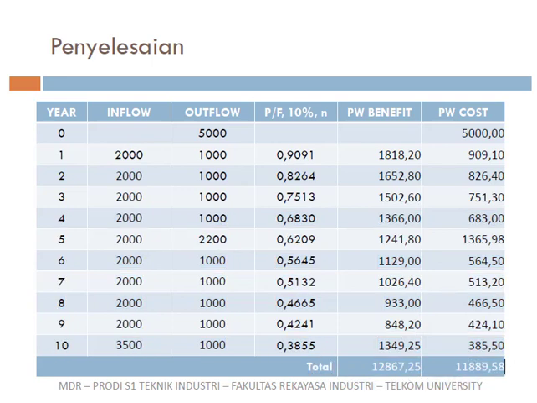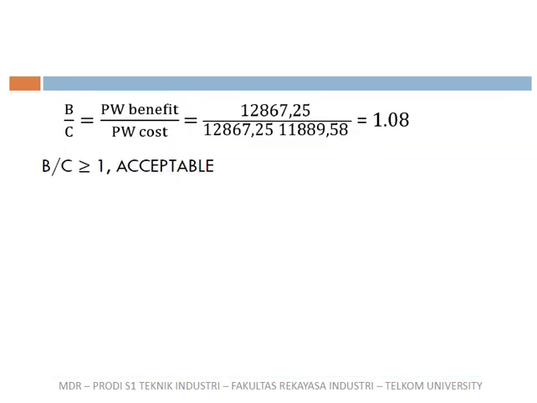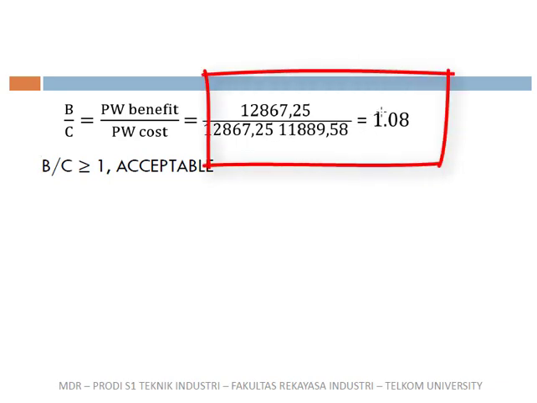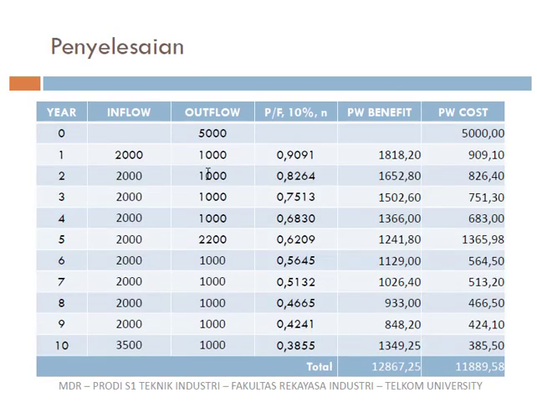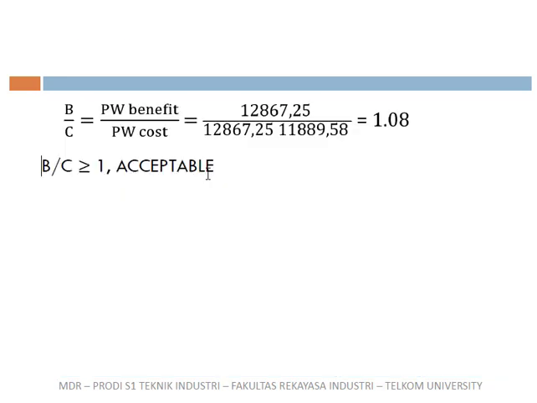Okay, so if you want to know the BCR, you just make a ratio between the present worth benefit and the present worth cost. We got this number divided by this number, which is the present worth cost, and it turns to 1.08. Since the result is greater than 1, it means purchasing the machine is very profitable. You may continue to purchase it, you may continue to use it as your own asset.